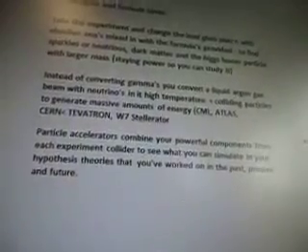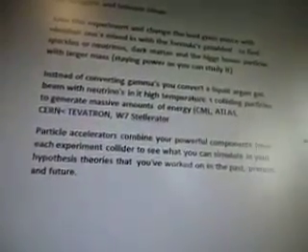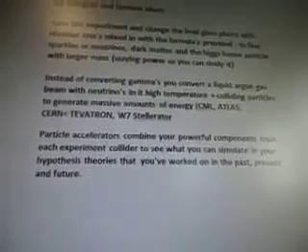CMS, ATLAS, CERN, Tevatron, W7, Stellarator. Particle accelerators combine your powerful components from each experiment collider to see what you can simulate in your hypothesis theories that you've worked on in the past, present, and future.